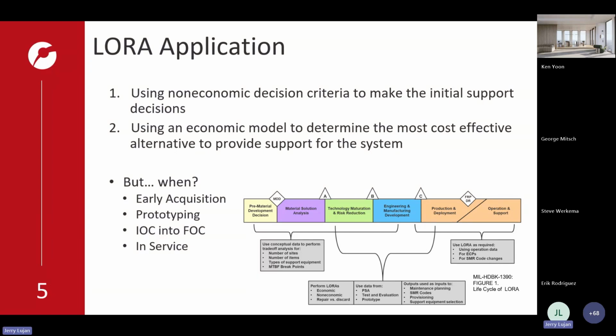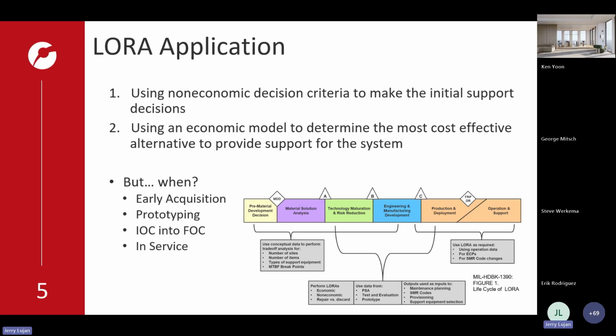Now, when we say economic LORA, this is going to be, shall we say, the standard definition. When anybody says, well, we're going to do a LORA, they're typically going to be referring to an economic LORA, where typically you will identify, I'm doing a non-economic LORA to make it distinct from a quote-unquote normal LORA. But when do you apply this, right?